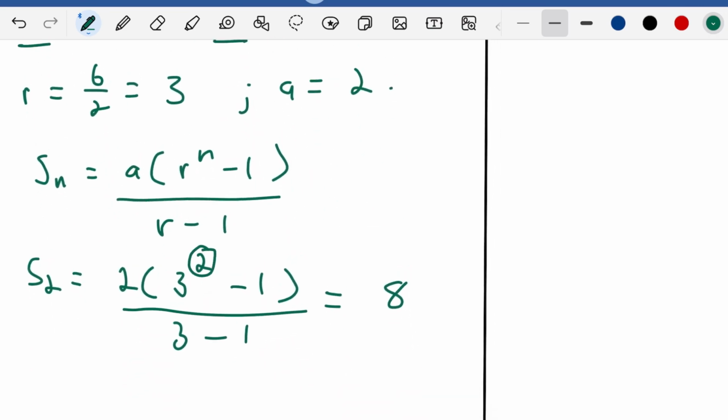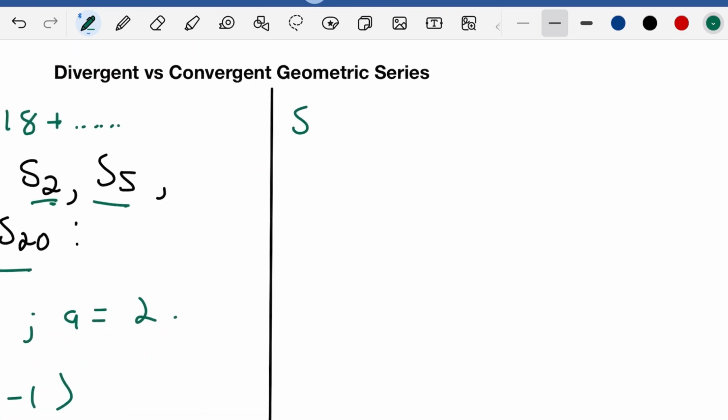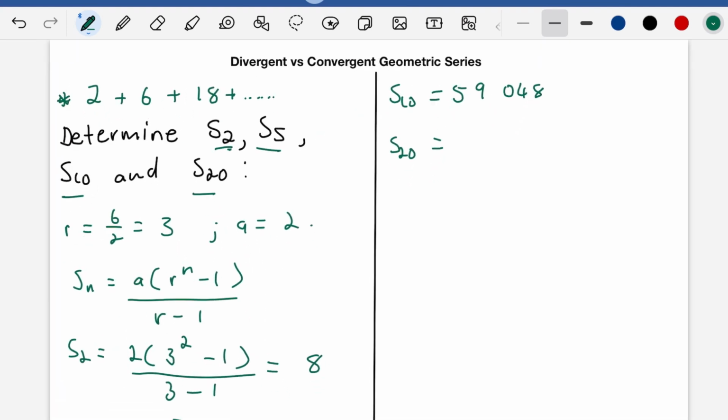Now, if you change this 2 to a 5, then you'd find the sum of the first 5 terms. 2 into 3 to the power of 5 minus 1, all divided by 3 minus 1. And that would give you 242. Let's find the sum of the first 10 terms. You should get 59,048. And the sum of the first 20 terms. As you can see, the more terms we add, this number just gets bigger and bigger, which makes sense intuitively. The more of these terms we're adding, the bigger and bigger this should become.